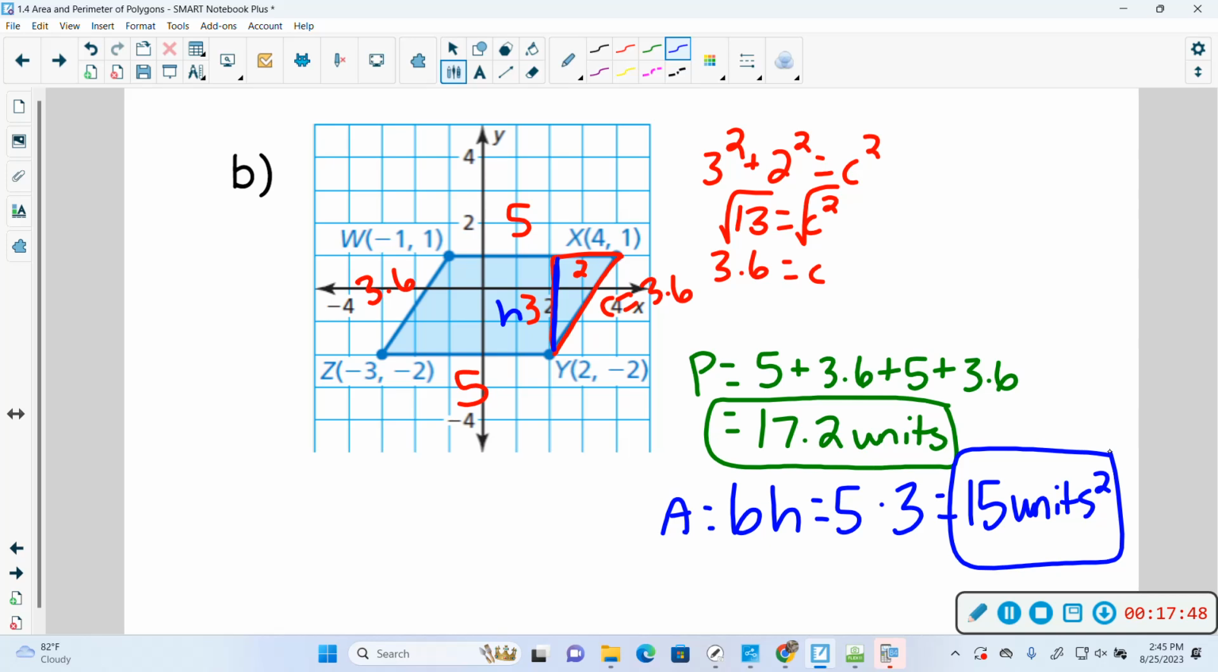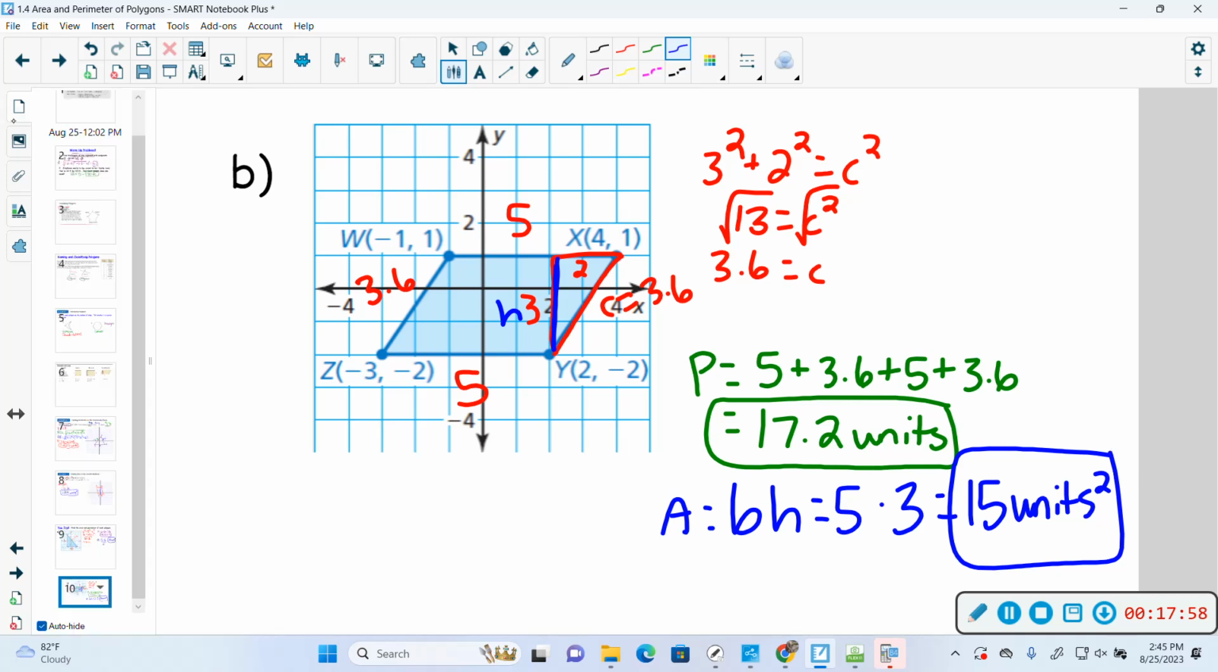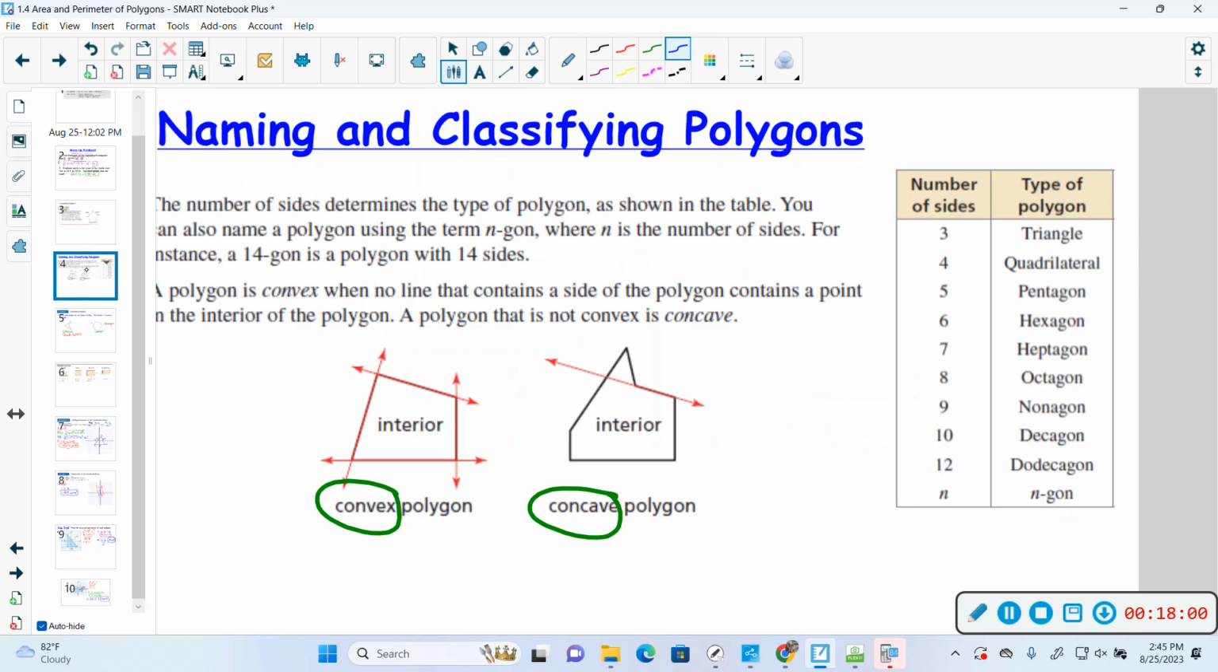So I think the homework's kind of easy, but it's kind of deceiving here. There are a lot of calculations and some distance formula, etc. So I'm just going to go back to the beginning. I am going to grab your homework here for you, because it's going to start like this. It's going to ask you the convex, concave stuff, and it's going to ask you to name it.